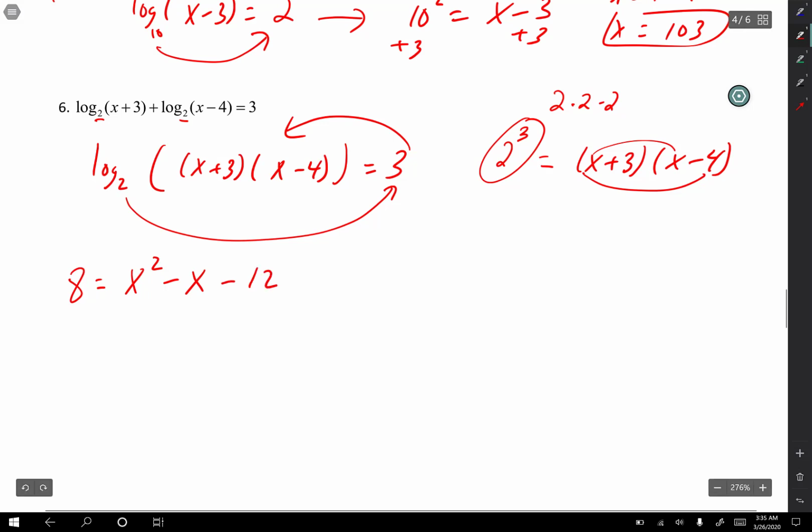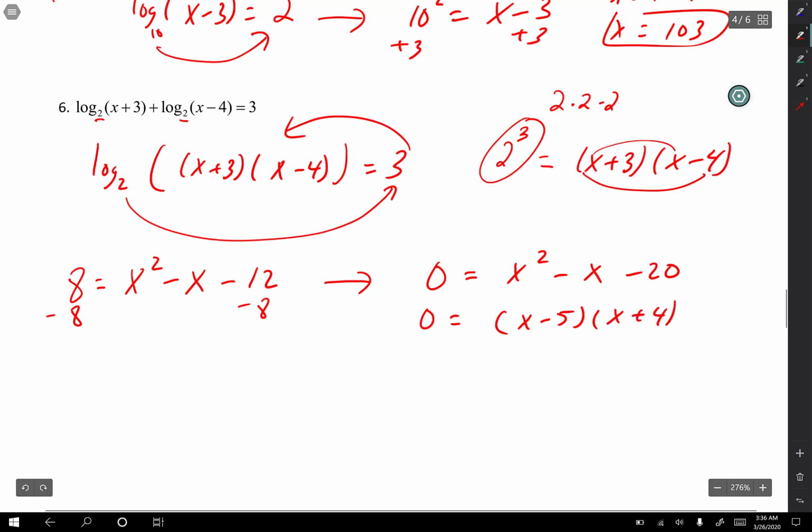And then I'm going to zero this out, guys. So I'm going to go minus 8, minus 8. And I'm going to go 0 equals x squared minus x minus 20. And then that is factorable. Let's see, 5 and 4, I believe. So it's going to be x minus 5, x plus 4. 5, 10, 15, 20. Yep, that will work. So then I get two values. If x is 5, that will zero it out. And if x is negative 4, that will zero it out.